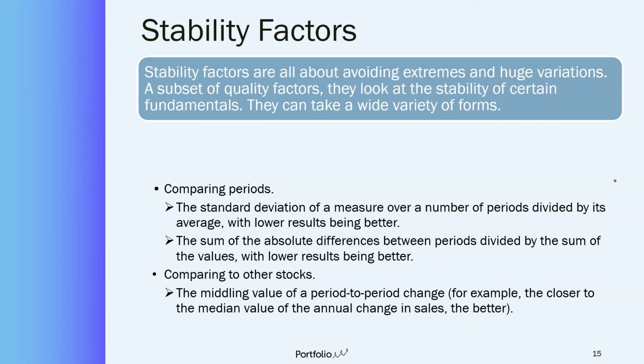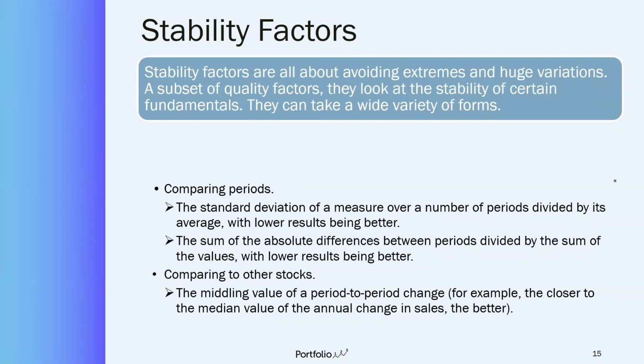It really helps you avoid companies with huge differences in sales, which can distort all the other numbers that you're looking at. You could do something very similar by taking the absolute differences between the periods and dividing by the sum of the values, again, with lower results being better. So you would take the absolute difference between this quarter's sales and last quarter's sales, add that to the absolute difference between last quarter and the quarter before, and so on, going back however long you want, and then you would divide it by the sum of all the quarters. It's a very valuable measure too.